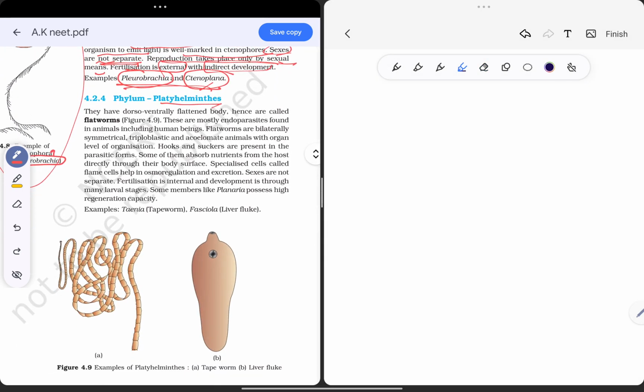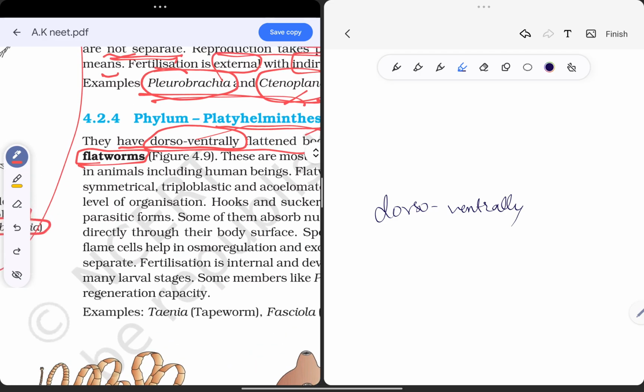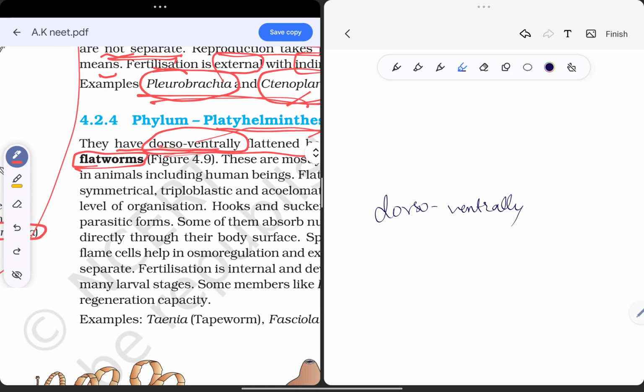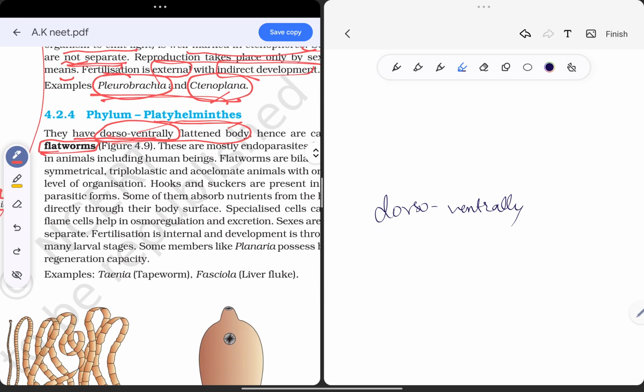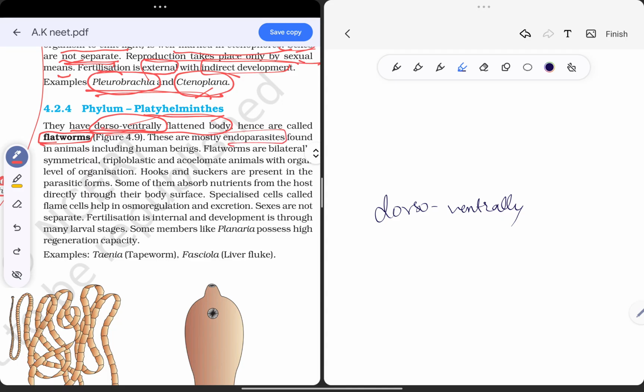Next, Platyhelminthes. They have a dorso-ventrally flattened body. Important line: not ventrally dorsal, it is dorso-ventrally. Hence they are called flatworms. Why are they called flatworms? Because they have a dorso-ventrally flattened body. Mostly they are endoparasites, not all, but mostly, found in animals including human beings.